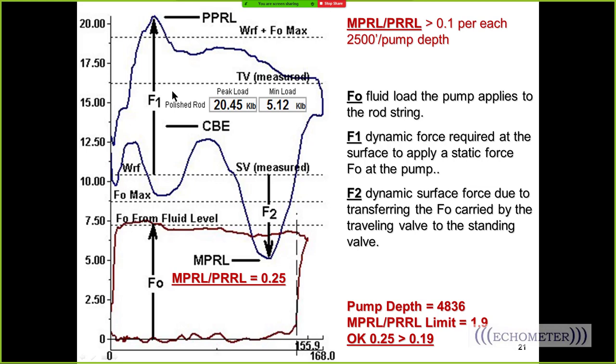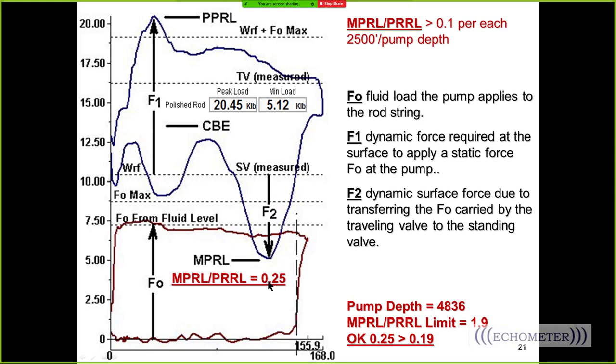So when you look at this example, we have the peak load and the acceleration force to pick up the pump load on the upstroke. And then here's the F2 force, the acceleration force created when you release the pump load on the downstroke. And this well has a ratio of minimum load to peak load of about 0.25.